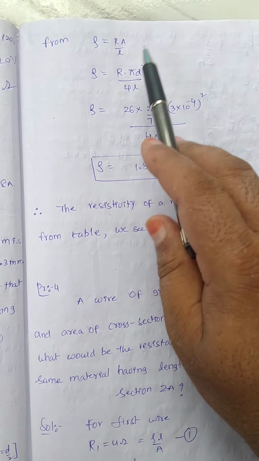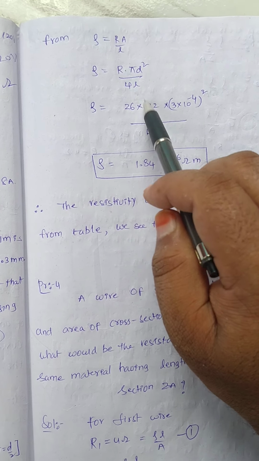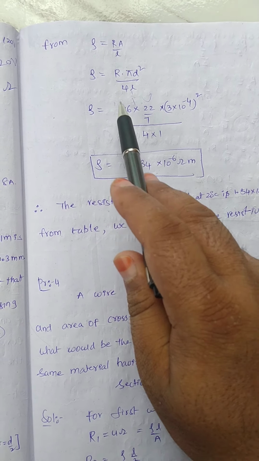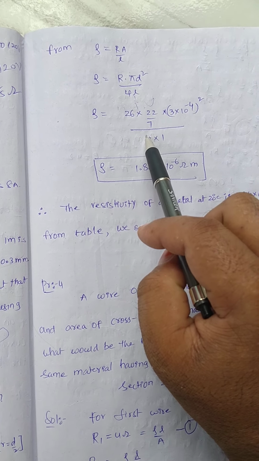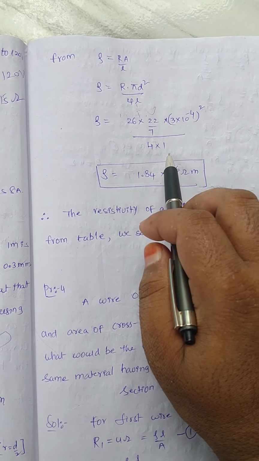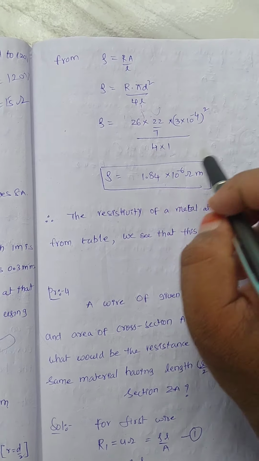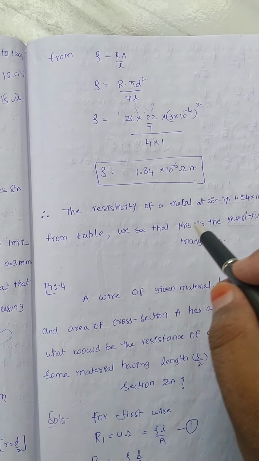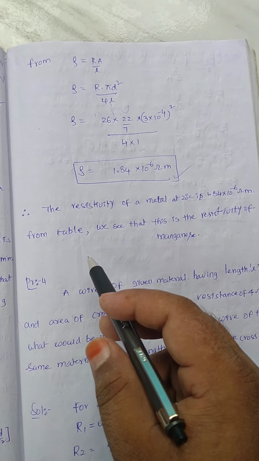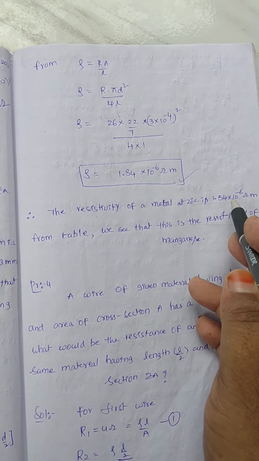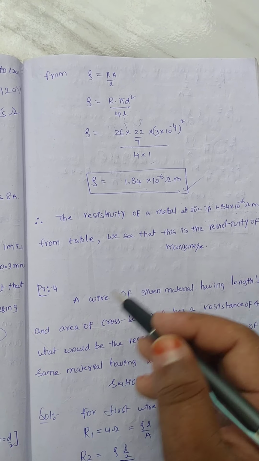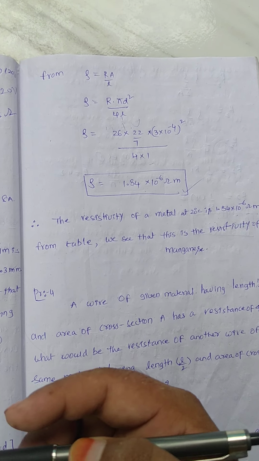Then rho equals R into A by L, where A means pi d square by 4. Already I told you, A means pi d square by 4. See, then rho equals R, which is 26 ohm as given, pi means 22 by 7, d square means d is 3 into 10 power of minus 4, whole square, by 4 into 1. So you can calculate all these, and finally you get 1.84 into 10 power of minus 6 ohm meter, right? Yes. So here the resistivity of the metal at 20 degrees centigrade is 1.84 into 10 power of minus 6 ohm meter. So from that table you can see, this is the resistivity of manganese.